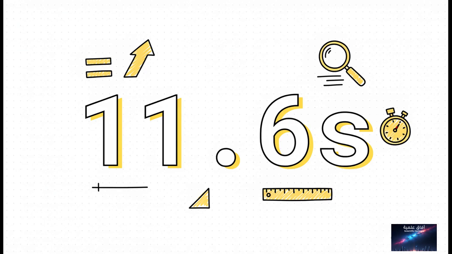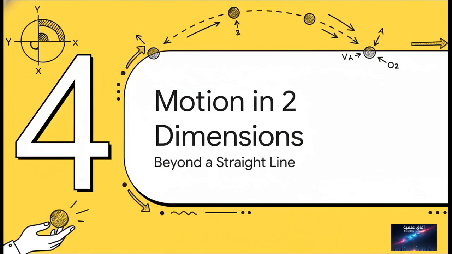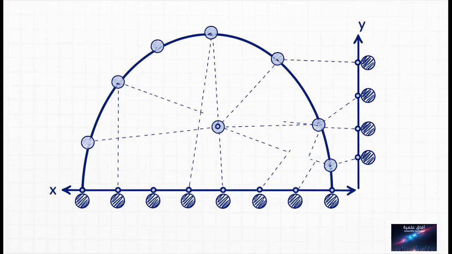Case closed. So far, we've only cracked cases that happen in a straight line. But let's be honest, the world is more interesting than that. What about something like a baseball flying through the air in a big arc? Do we have to throw out our whole toolkit? Absolutely not. We just have to be a little more clever about how we use it. And here is the big secret. We take one complicated 2D problem and we break it into two much simpler 1D problems. We look at the horizontal motion and then we look at the vertical motion, completely separately.